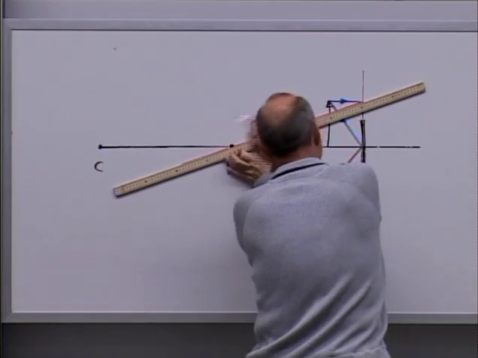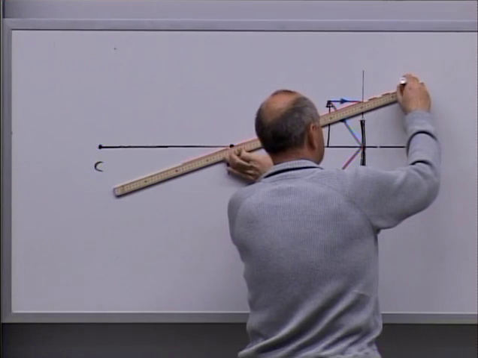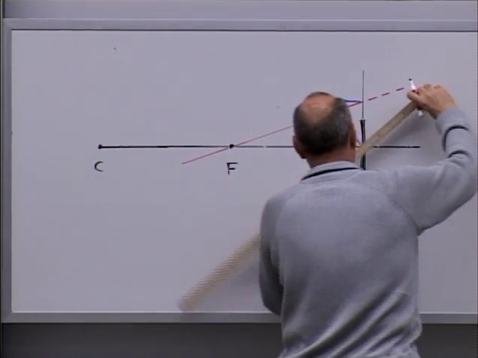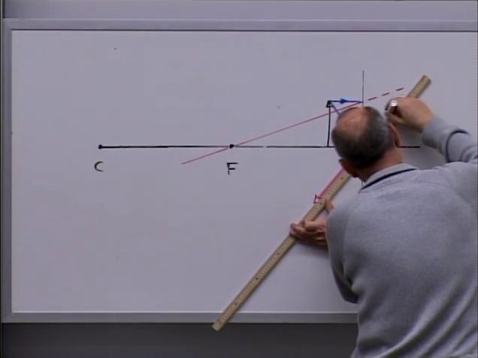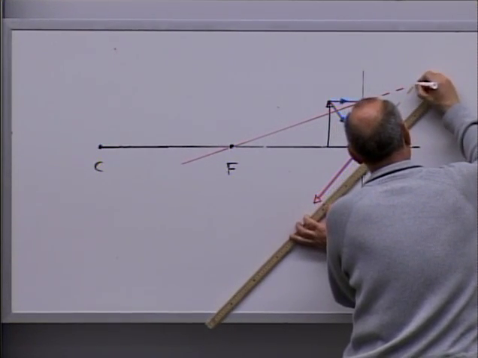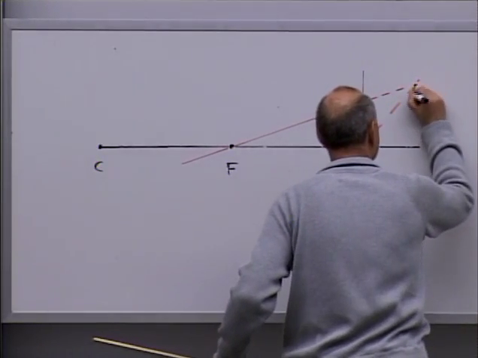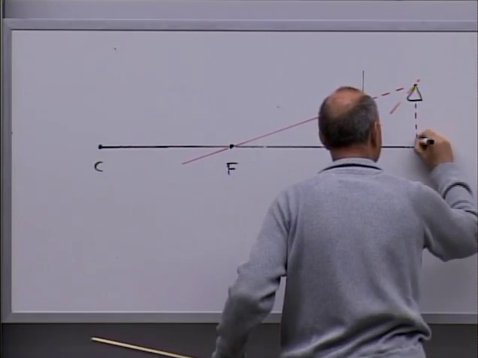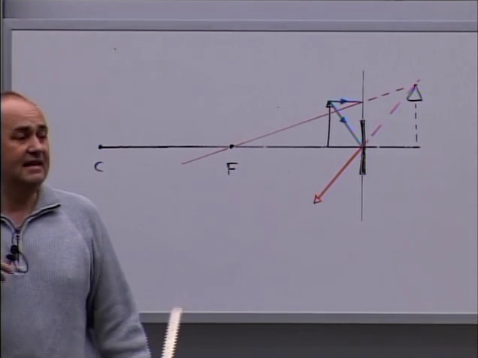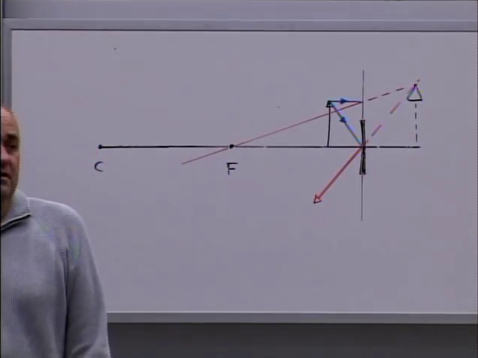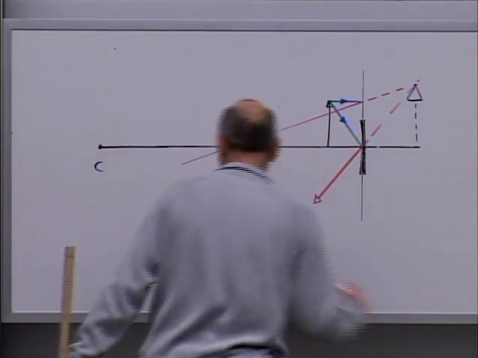Well, we see that the rays themselves won't cross each other, which means that their extensions have to cross. So if I continue the extensions, I find that here is the image. And it is behind the mirror, so obviously light doesn't travel there. The image is therefore virtual.